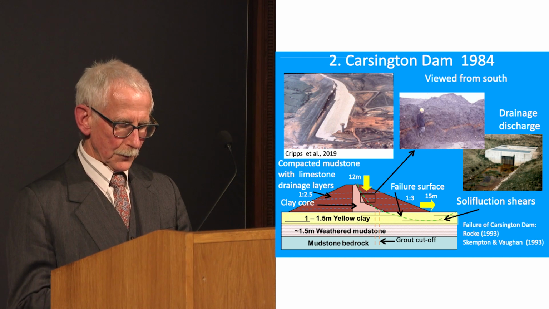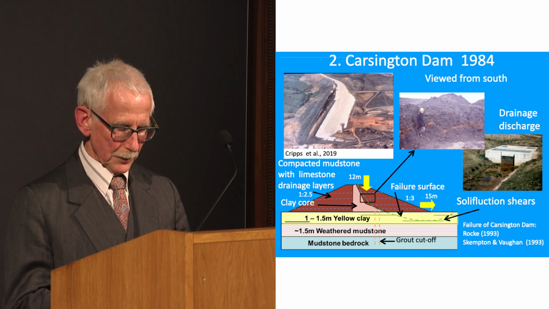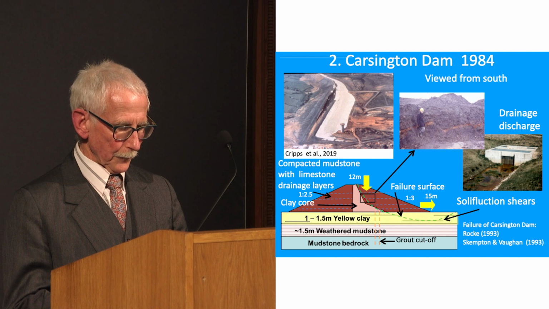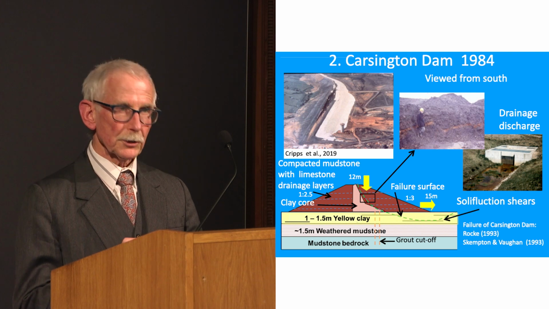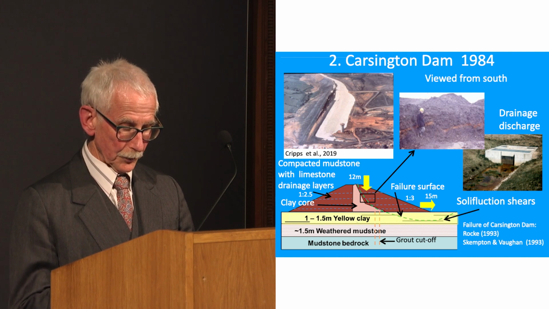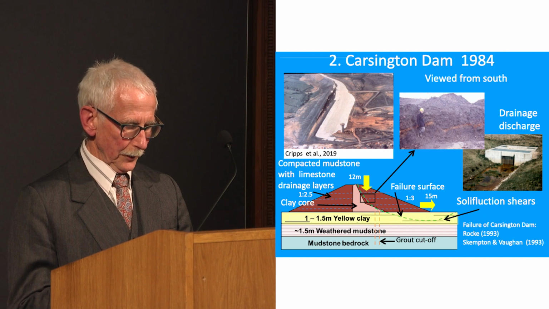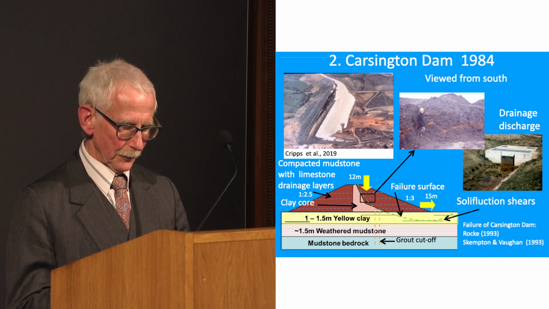The dam is about 1,200 metres long by 30 metres high in the centre of the valley, and in June 1984, a 500-metre section of the upstream face failed. Fortunately, this was before it was filled with water. The effects of pyrite oxidation on the mudstone were apparent.